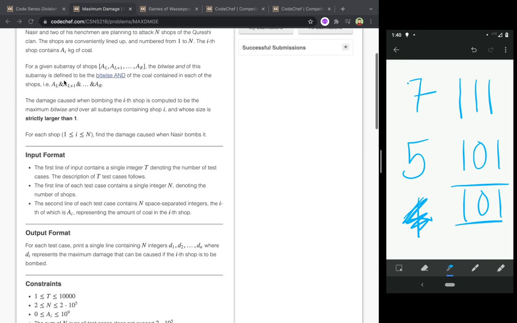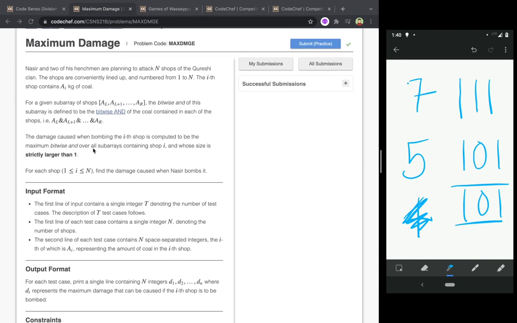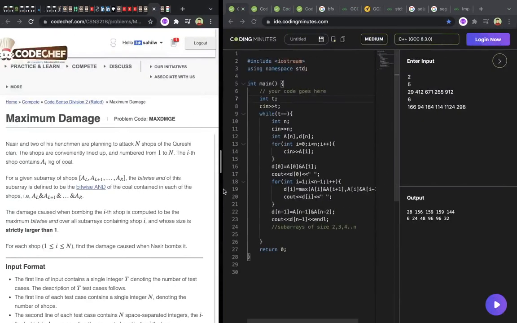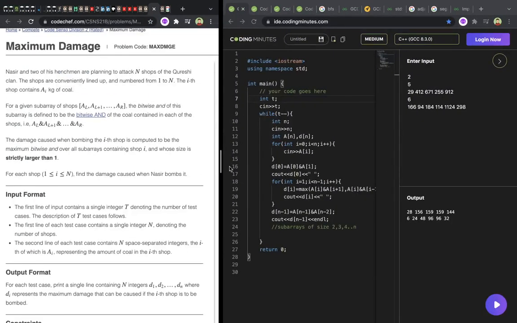The second thing you have to look out for is that the minimum subarray size is strictly larger than 1. So you can't just take the number 7 and print it as it is, because you have to take a subarray of size greater than 1. I would explain it with code now.